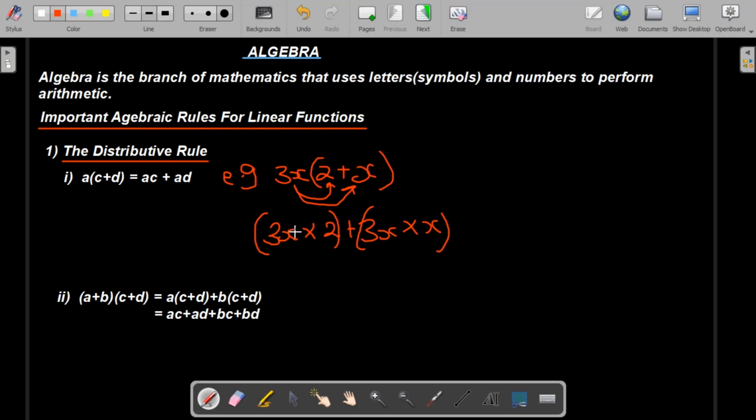After that we multiply this times that, so it is 3x multiplied by 2, which gives us 6x, and then plus 3x multiplied by x, which is 3x squared. So that's what we have. Now for this one we cannot add these two because they are unlike terms. This one has got a square and this other one has got a power of 1, so we can't add those two. We go to another one, which is number 2.